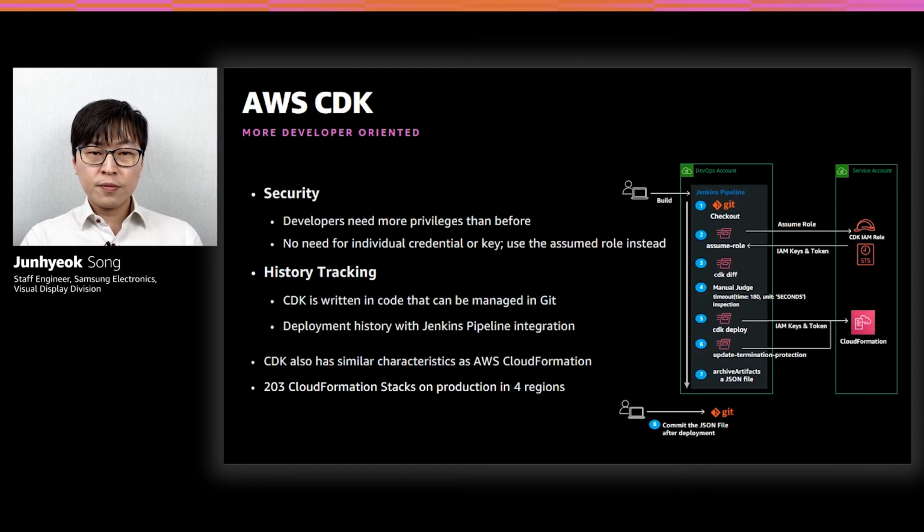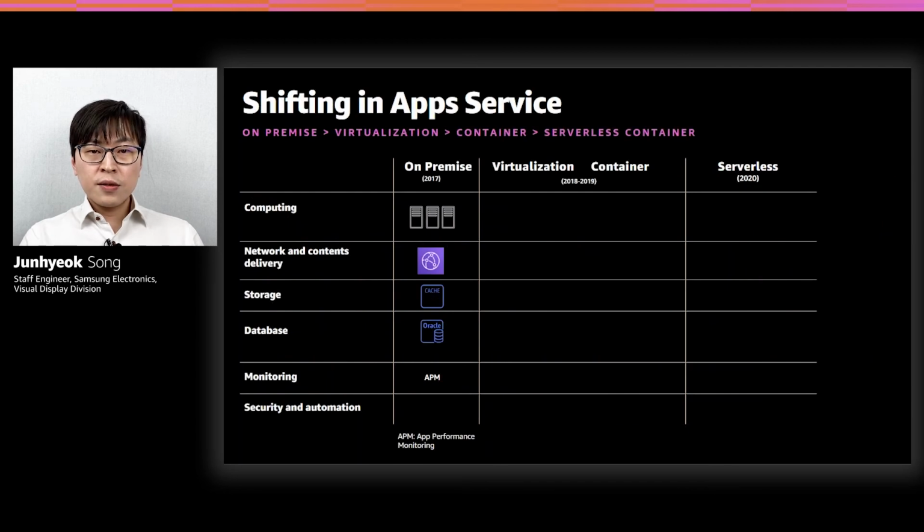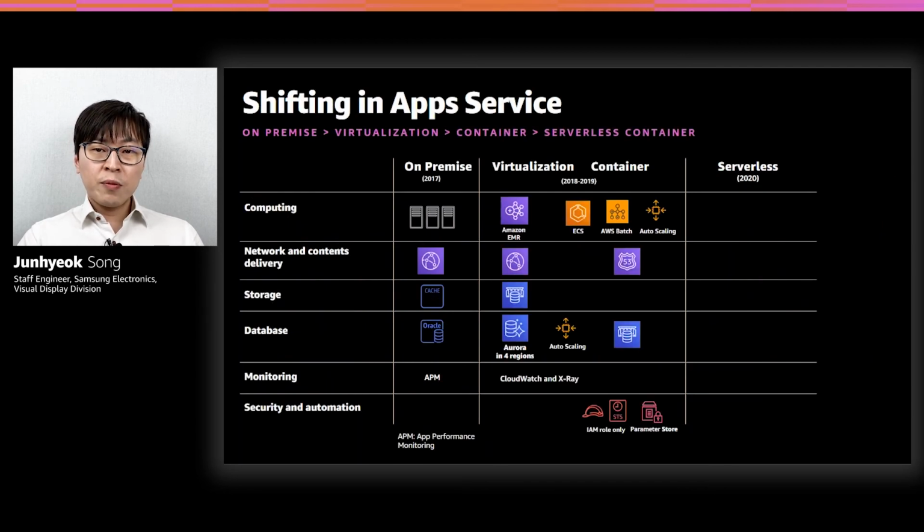To summarize, the first migration from on-premise to container used ECS, AWS Batch, and Aurora adoption, which allowed us to benefit from containerization and managed services. The second migration from the 2019 architecture to 2020, where we migrated from ECS to Fargate, truly freed us from operational pain. And there is no virtual machine except for EMR, and we adopted CDK for multi-region and DevOps strategy.